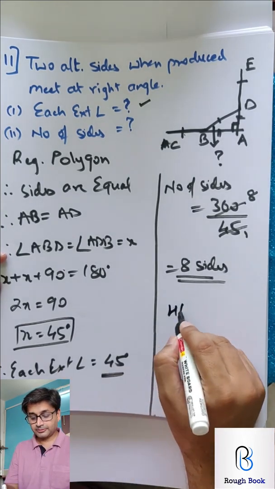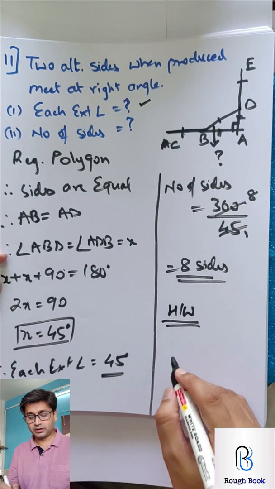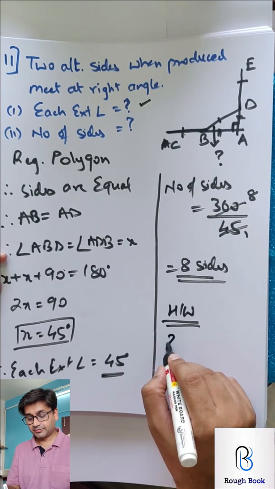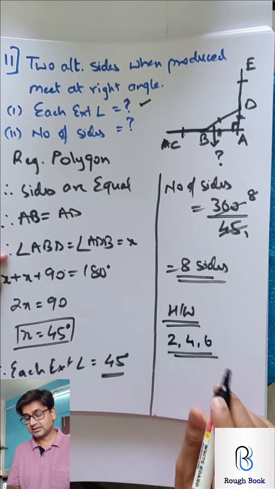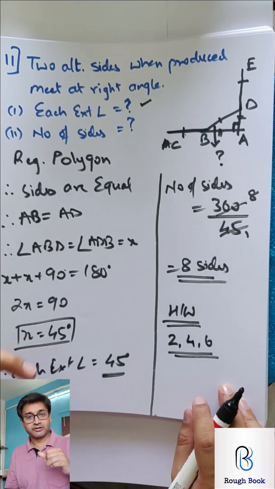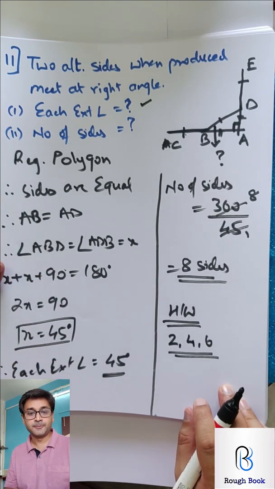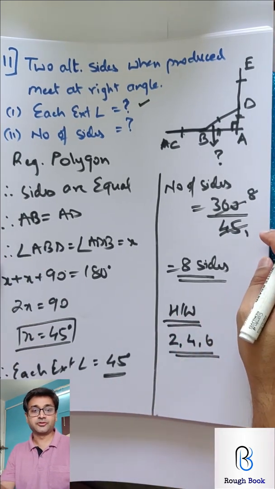Good. Homework. Very little homework I am giving you. I want you to do sum number 2, 4 and 6, because the rest of the sums from 7 onwards I have all done in this video, so you get the maximum advantage of the video.